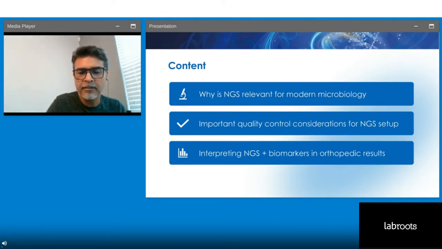The topics that we're going to discuss today are why NGS is relevant for modern microbiology, the important quality control considerations for NGS setup, and interpreting NGS plus biomarkers, especially in the area of orthopedic results. This is one area that actually complements the NGS, especially since an NGS result by itself could be a little difficult to interpret, given the high sensitivity of the assay itself. So the use of biomarkers can help to clarify those results that are not completely clinically clear about the outcome and the clinical significance of those results.